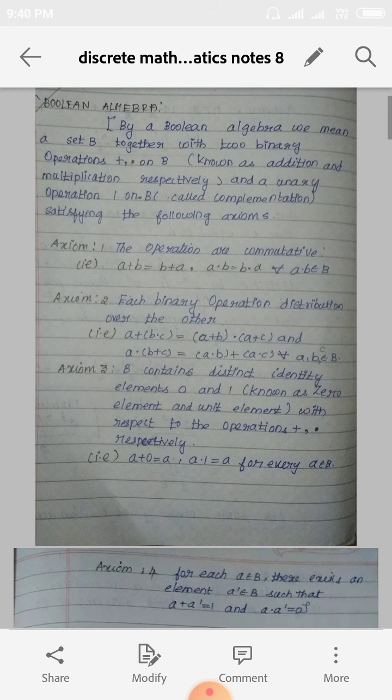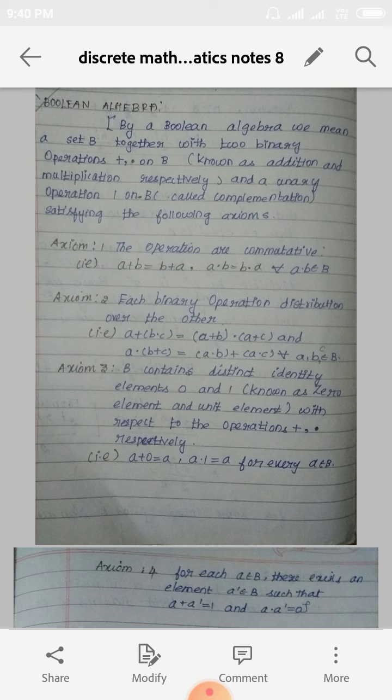And axiom 3. B, the Boolean algebra, contains distinct identity elements 0 and 1. For 0 and 1, A plus 0 is equal to A and A dot 1 is equal to A. A plus 0 is equal to A is the additive identity and A dot 1 is equal to A is the multiplicative identity.